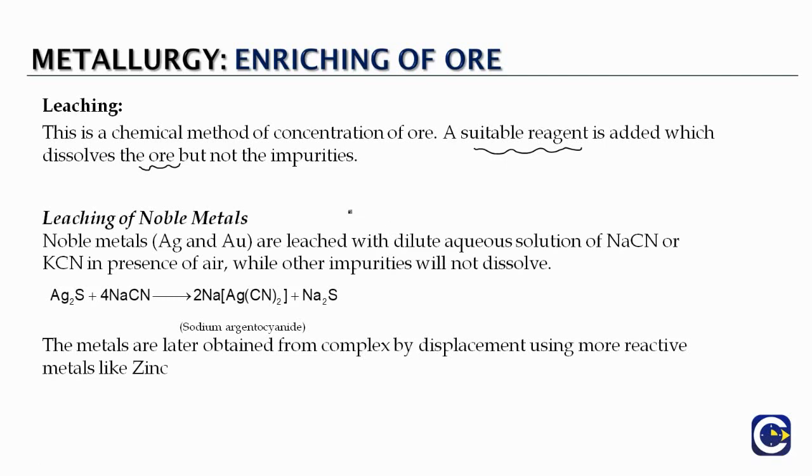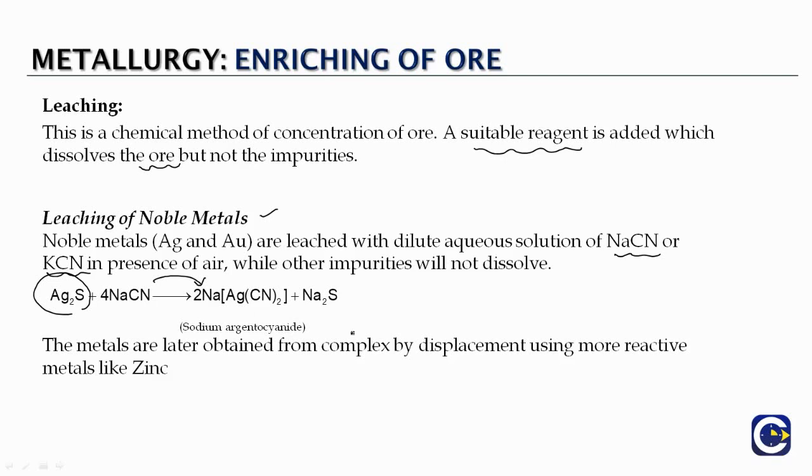Now, when we look at the leaching of noble metals, they are leached with a dilute aqueous solution of NaCN, sodium cyanide, or potassium cyanide in the presence of air. Now what happens is the noble metals, whether it is silver or gold, would be forming a soluble complex called, in this case, sodium argentocyanide. If potassium cyanide is used, then it will be forming potassium argentocyanide.